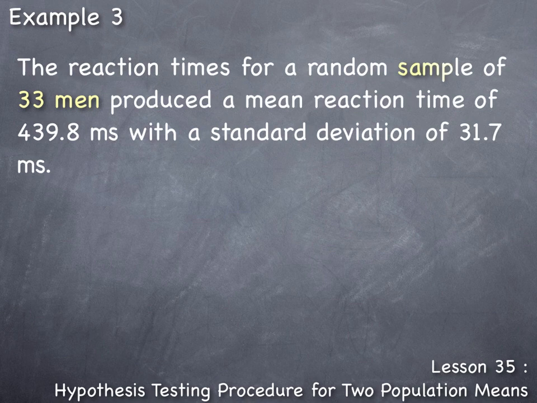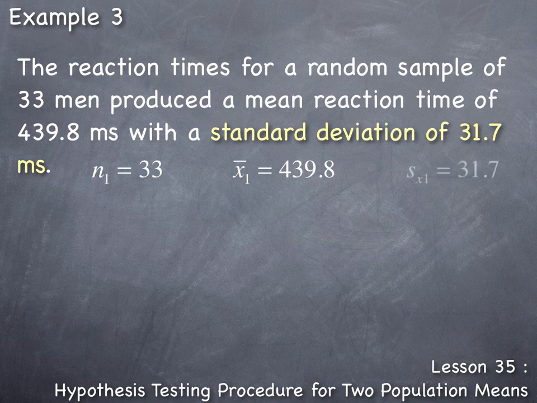So when we're told that we have a sample of 33 men, and men was the first population, the sample of 33 would be n1 equal to 33, our first sample size. And when we're told this sample produced a mean reaction time of 439.8 milliseconds, we're given that the mean for this first sample, x bar 1, equals 439.8. With a standard deviation of 31.7 milliseconds, that tells us that our sample standard deviation for this first sample, Sx1, equals 31.7.